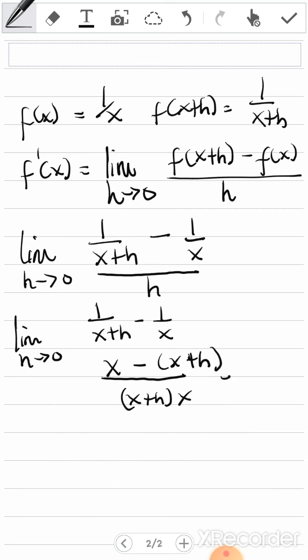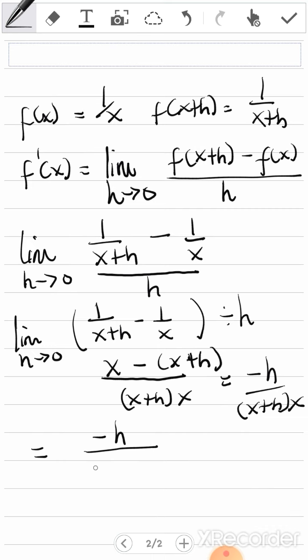Yeah. So from here, you just simplify this part. We are going to get negative h over x plus h times x. But mind you, everything is divided by h. So for the numerator, that's the first part, we're going to get negative h over x plus h times x.